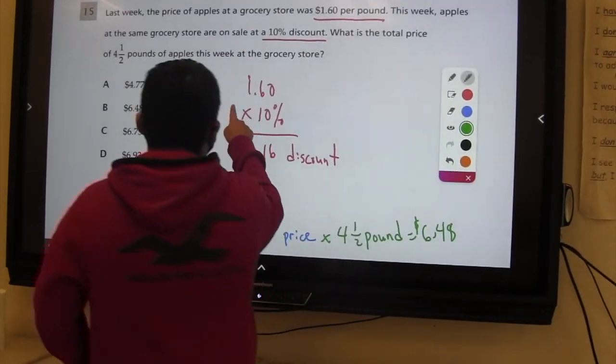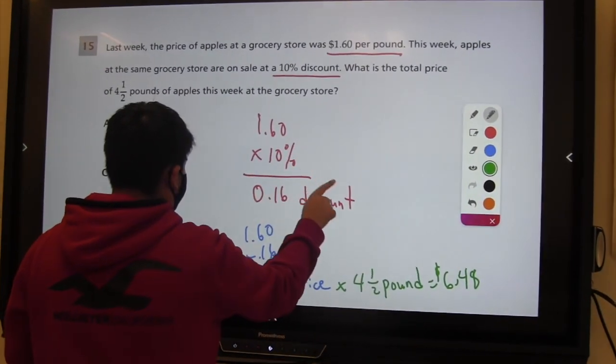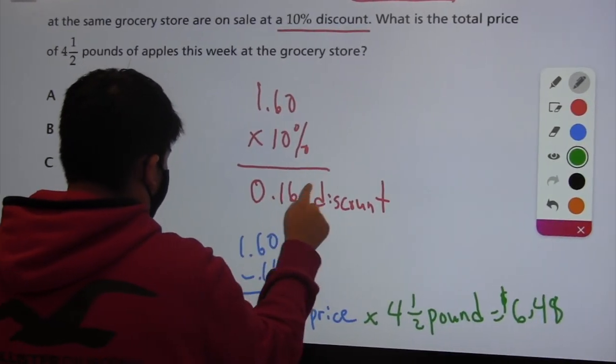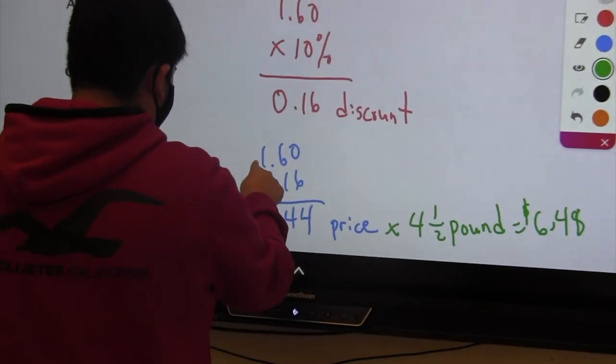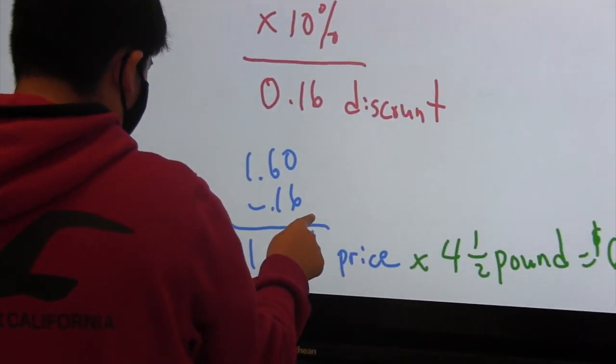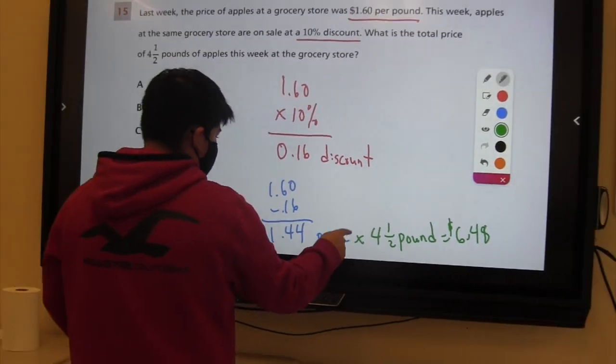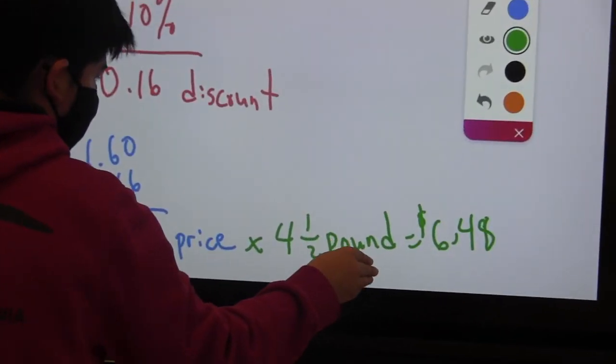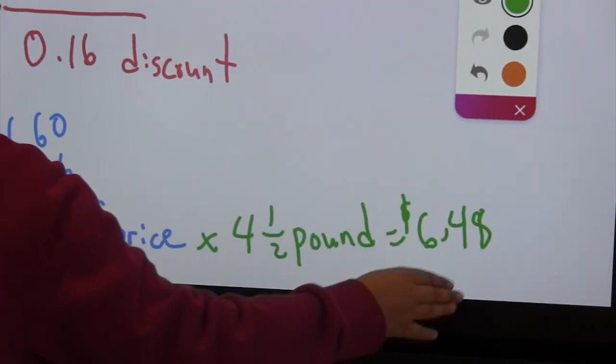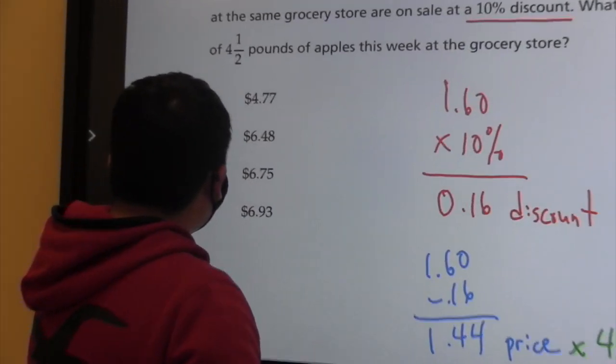Okay, so I do 1.60 times 10%, which gives me 0.16 as a discount. Okay, 1.60 minus 0.16, the discount, which gives me 1.44, the price, times 4.5 pounds, which gives me 6.48. So the answer is B.